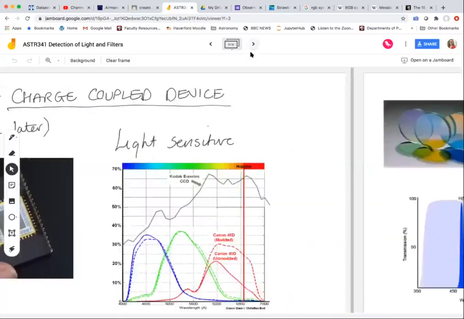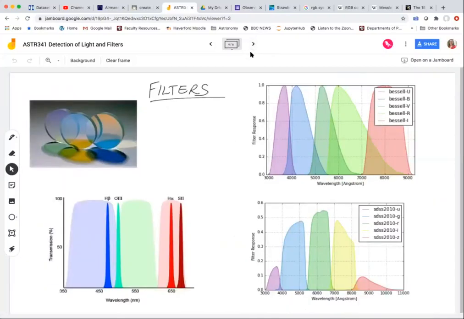So what we have to do if we want a color image with a CCD is put filters in between the path of the light and the CCD to limit what passes through, and basically then have it act like our eye and take images in sort of red, green, blue and put them together later. So these are some common filter sets that you might see in astronomy.